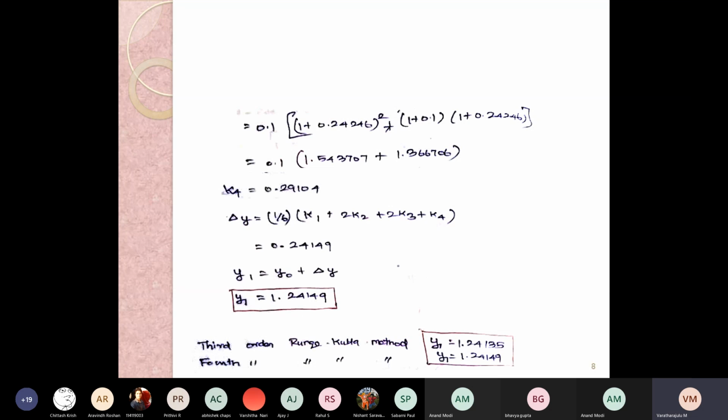What is important in the Runge-Kutta method is the basic formulas that we have to remember, that is K1, K2, K3, and delta y in all of the second, third, and fourth order Runge-Kutta methods, and the delta y and subsequently y1. This is what we have visited over the Runge-Kutta method. Do you have any doubts over the Runge-Kutta method?